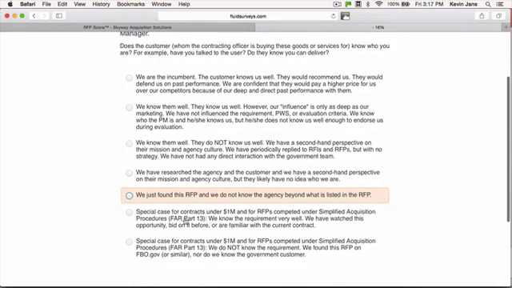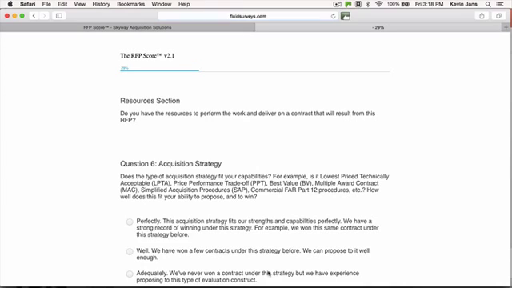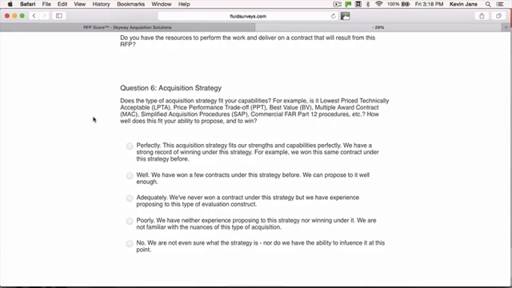Or the other end of the extreme is, we found this RFP this morning and we have no idea. So again, let's say that we just found this RFP. So in other words, we know the contracting office, but we don't actually know the customer. Okay, now we're out of the relationship section and into the resource section. And you see here, we're 29% through. And there are 21 questions, by the way.